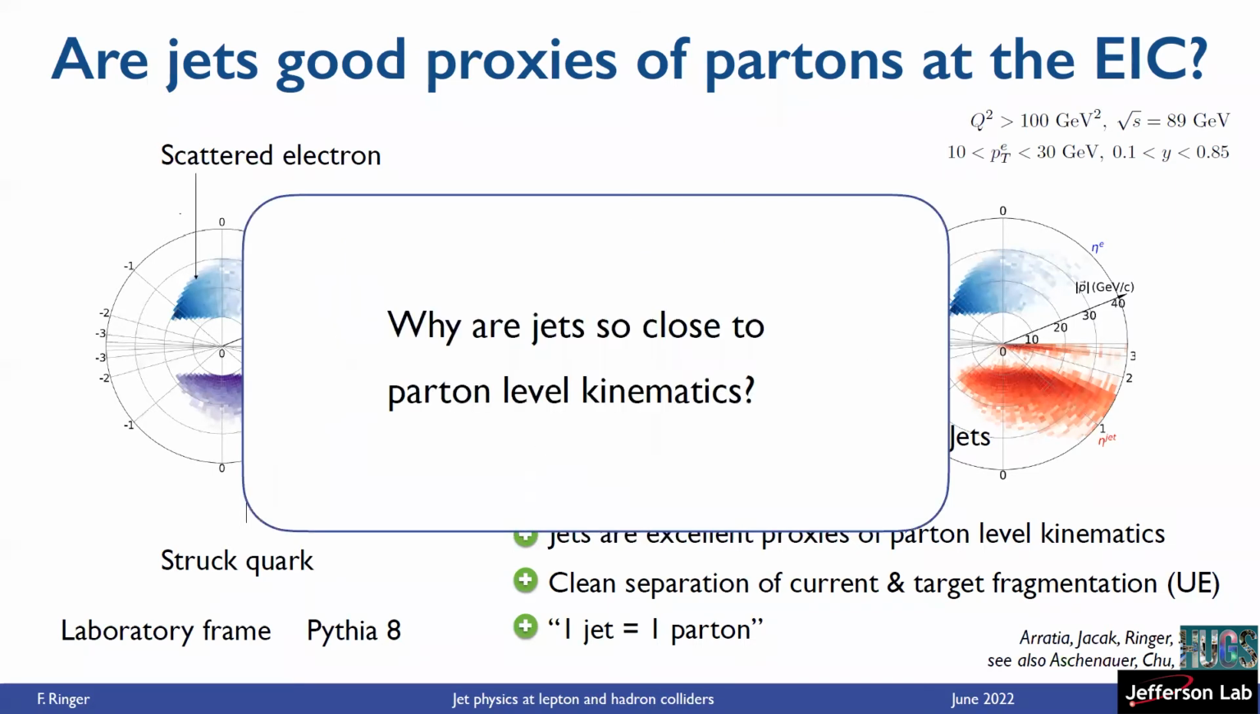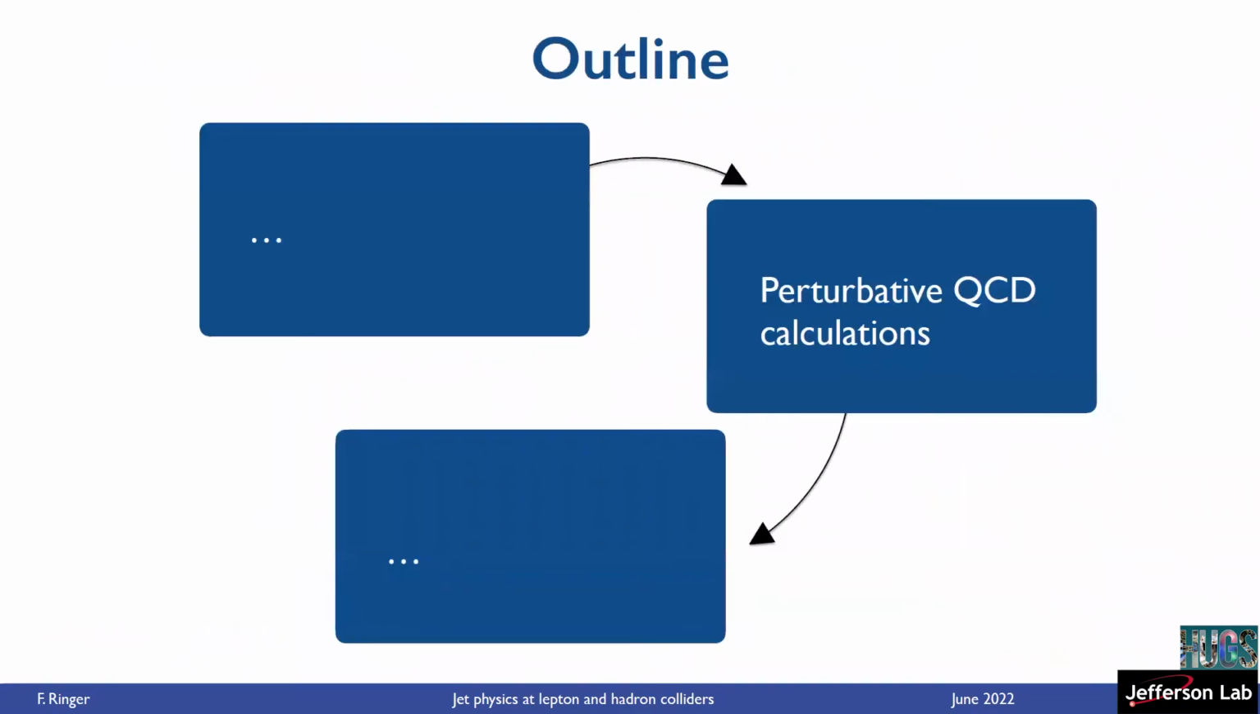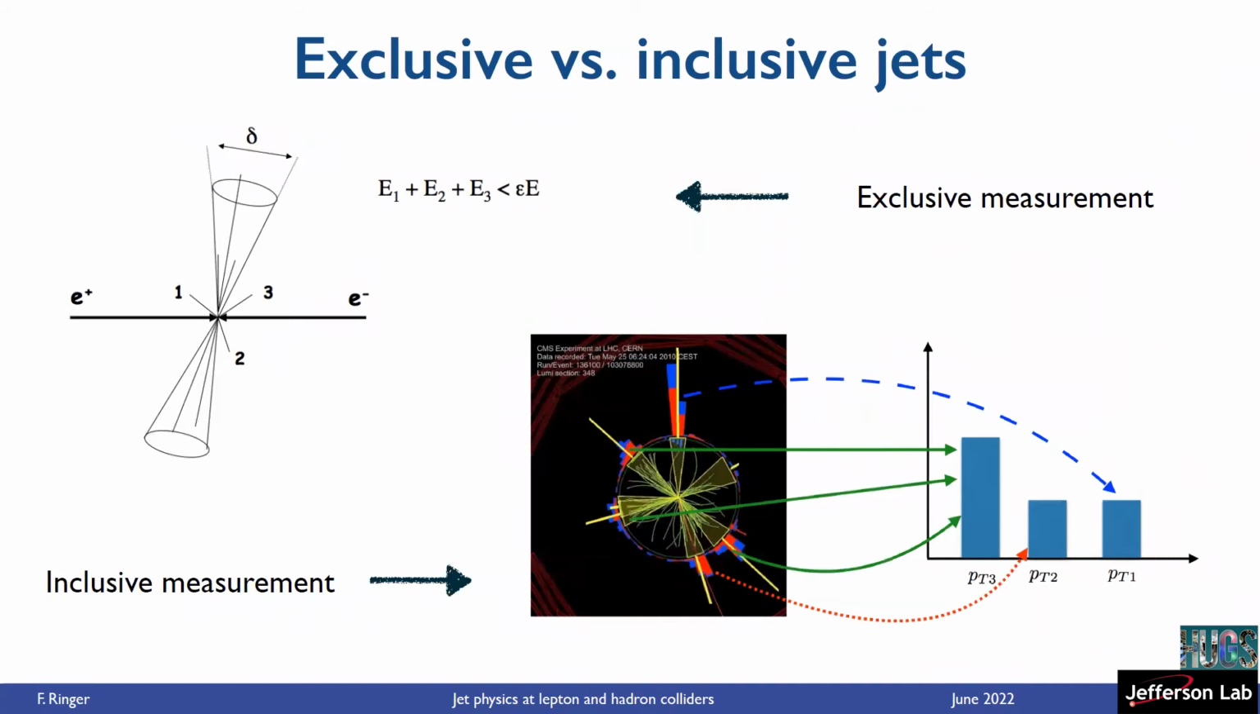Okay, so then the question we need to answer is why does this actually work so well? Why are jets so close to particle level kinematics? We discussed this yesterday, and we've seen this now even at the EIC. So ideally we should try to get a first principles understanding of why that actually happens. And so that's where we should look at perturbative QCD calculations to try and understand that.